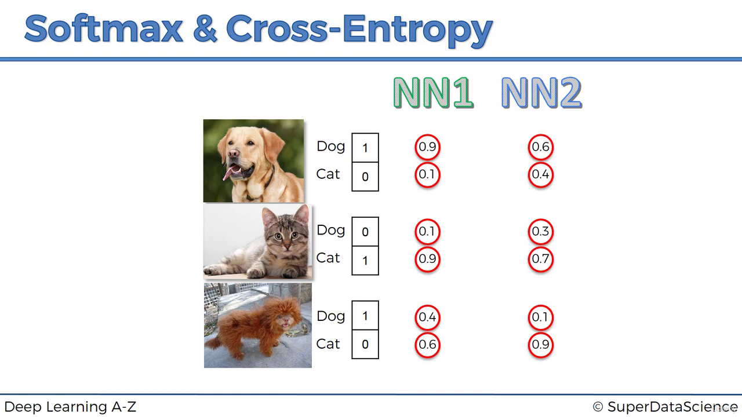So the key here is that even though both networks got it wrong in the last one, throughout all 3 images, neural network 1 was outperforming neural network 2. Even in the last case, it gave dog a 40% chance, as opposed to neural network 2, which only gave dog a 10% chance. So neural network 1 is outperforming across the board when compared to neural network 2.